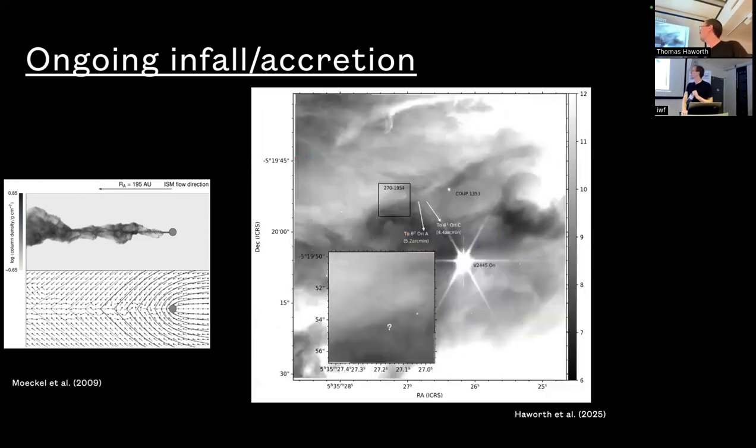And just because I've got to plug my own work a little bit, I had a paper this year where we thought we might have seen one of these Bondi-Hoyle-Lyttleton accretion trails in Orion, perhaps.